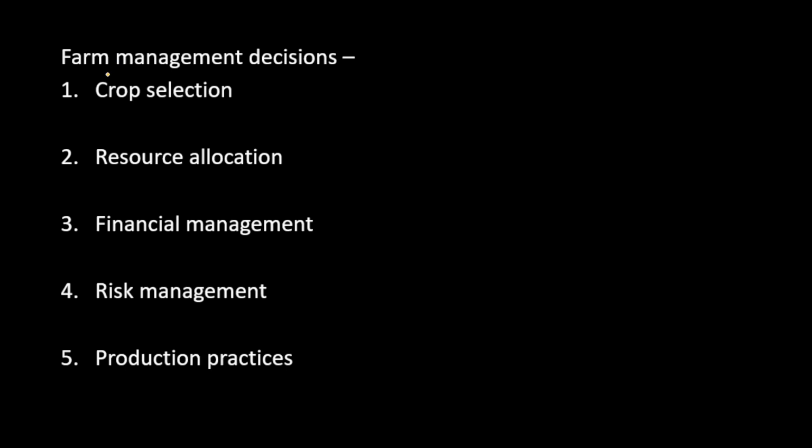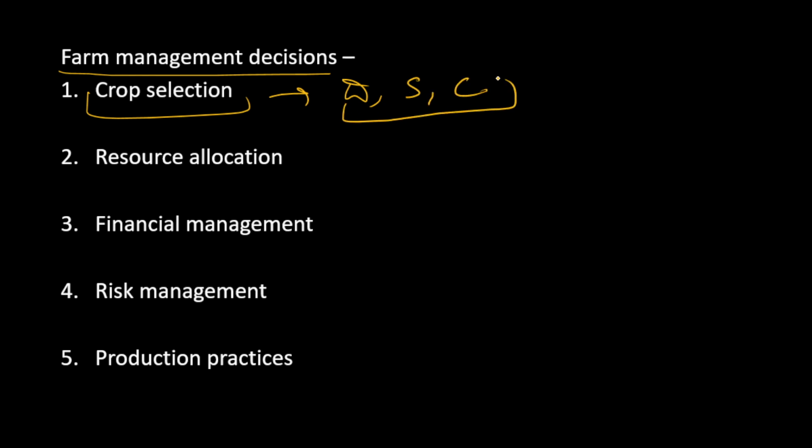The first part of the question is asking us about farm management decisions. So what decisions does a farmer take in managing its farm? So first one is crop selection. Obviously, the most important decision. We have to select crop on the basis of demand, on the basis of soil, on the basis of climate. So on the basis of all these things, we will select the perfect crop which can give the most yield in our farm.